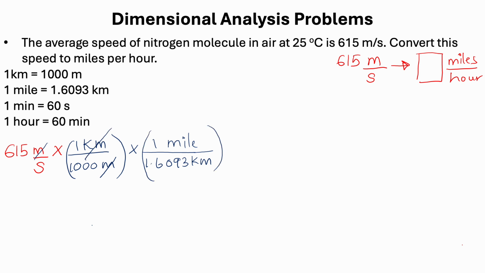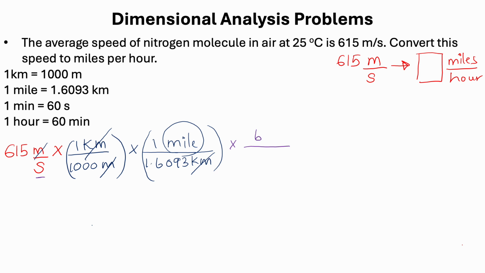Now kilometers and kilometers will cancel out. Now you can see we have the distance unit in miles. The next conversion is seconds to hours. In order to convert seconds to hours, first we do the minutes and then hours. So if you take the first conversion here, the second is here as the denominator.